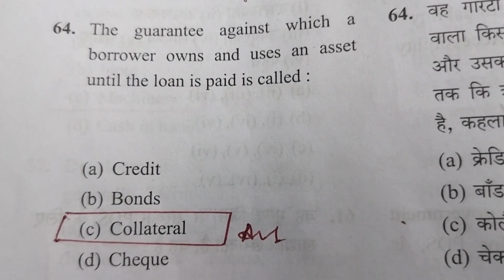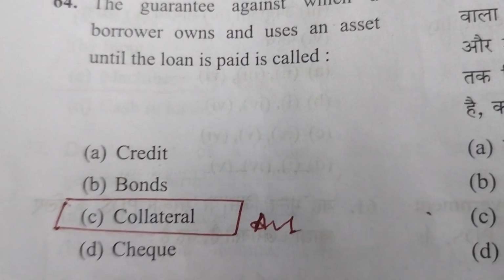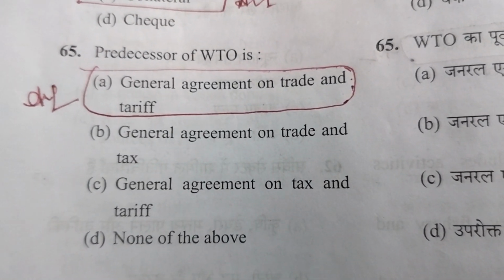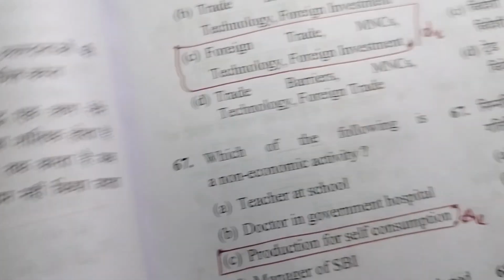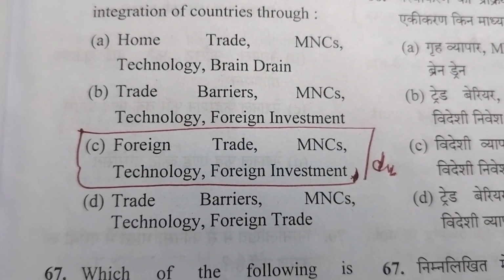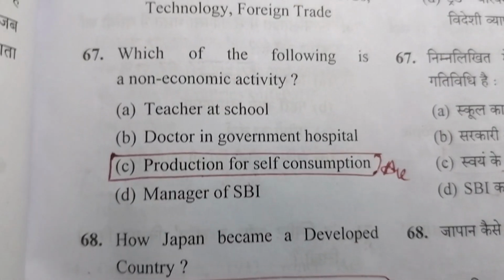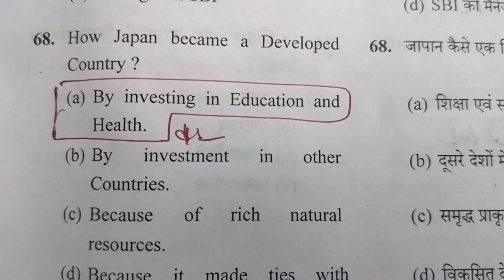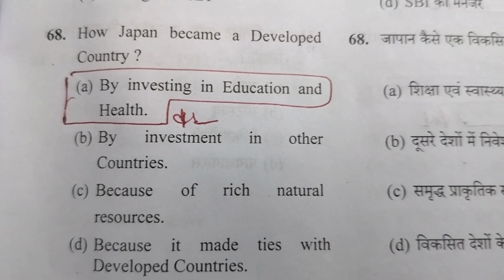64. The guarantee against which a borrower owns and uses an asset until the loan is paid is called C. Collateral. 65. Predecessor of WTO is the General Agreement on Trade and Tariff. 66. Globalization is a process of integration of countries through C. Foreign trade, MNCs, technology, foreign investment. 67. Which of the following is a non-economic activity? Production for self-consumption. 68. How did Japan become a developed country? A. By investing in education and health.